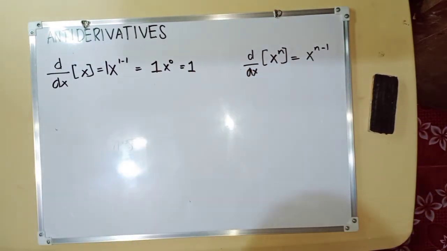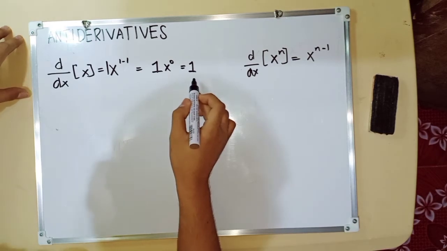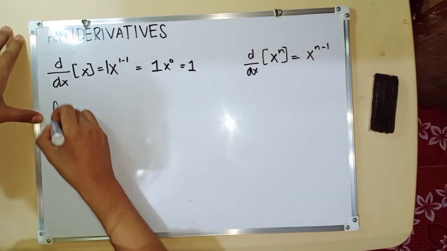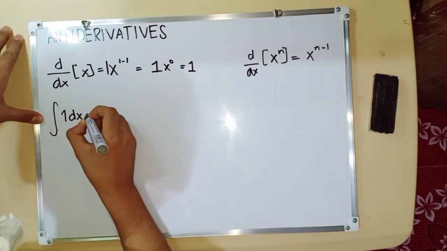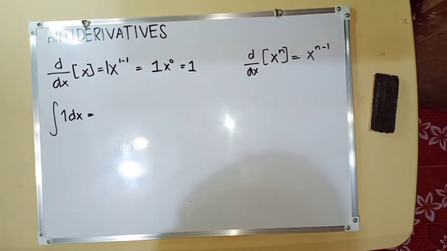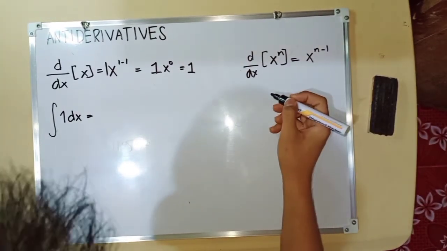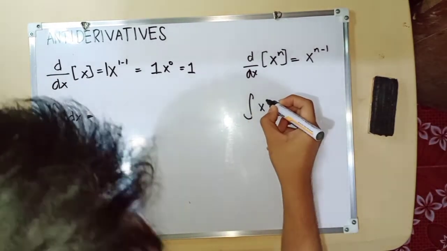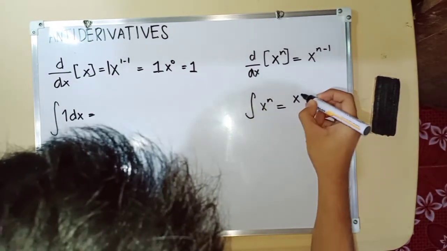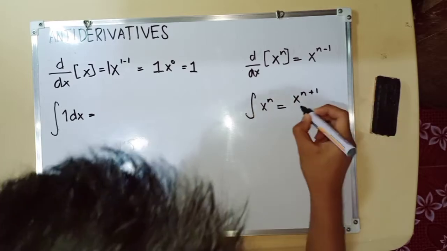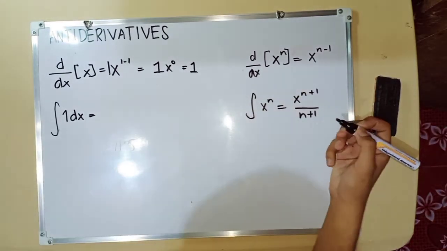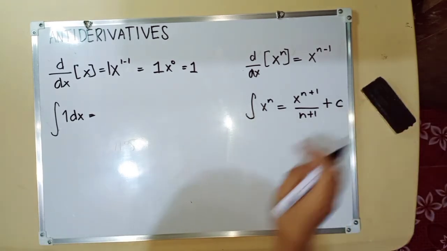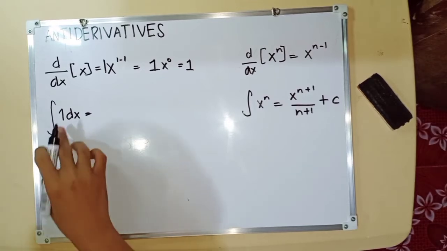Sa antiderivatives naman, gaya nga ng sabi ko, ito ang kabaliktaran or opposite ng derivatives. So, kunin natin ang antiderivative ng 1. Meron ding tinatawag na power rule for antiderivatives, which states that the antiderivative of x raised to a number n is equal to x raised to a number n plus 1 over n plus 1. Ngunit may idadagdag dito na constant of integration, which is this letter c.